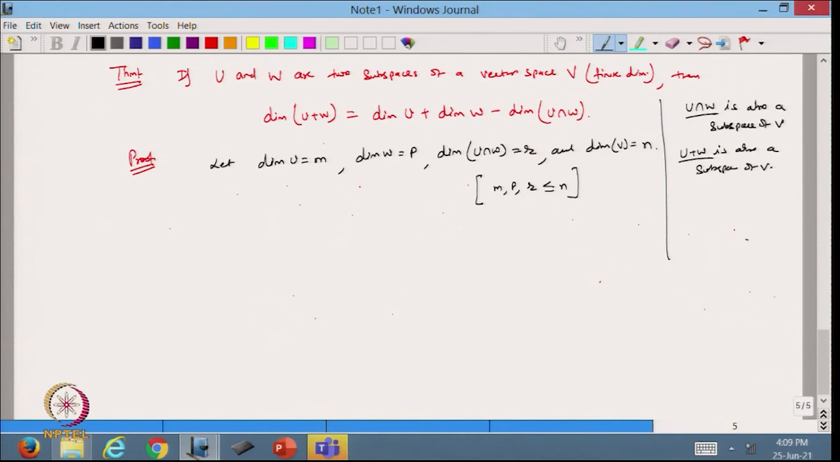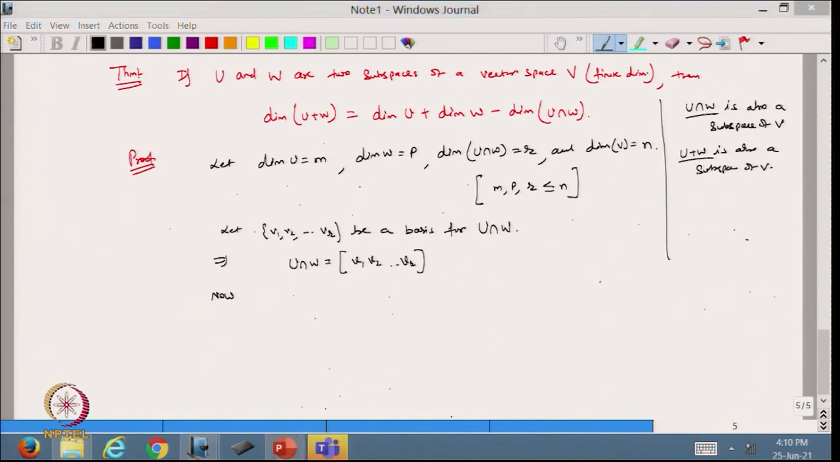Now I will take a set V1, V2 up to Vr, to be a basis for the subspace U intersection W, which implies that U intersection W is spanned by this set, and these vectors are linearly independent. I just call this set S. Now we know that S belongs to U and S also belongs to W, because these vectors definitely lie in U and also in W, since they belong to the intersection.